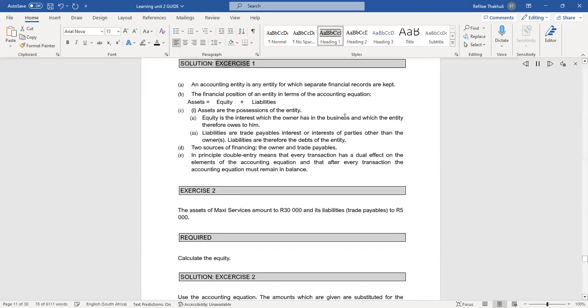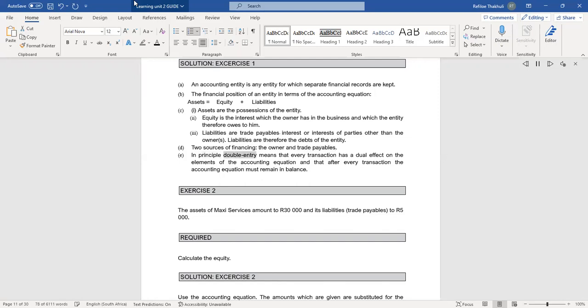Solution, Exercise 1. An accounting entity is any entity for which separate financial records are kept. The financial position of an entity in terms of the accounting equation: assets equals equity plus liabilities. Assets are the possessions of the entity. Equity is the interest which the owner has in the business and which the entity therefore owes to him. Liabilities are the interests of parties other than the owner, such as trade payables. Liabilities are therefore the debts of the entity. Two sources of financing are the owner and trade payables.